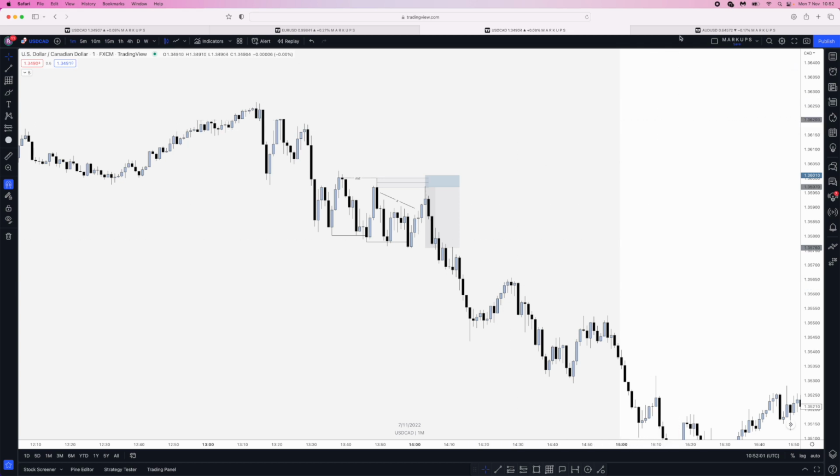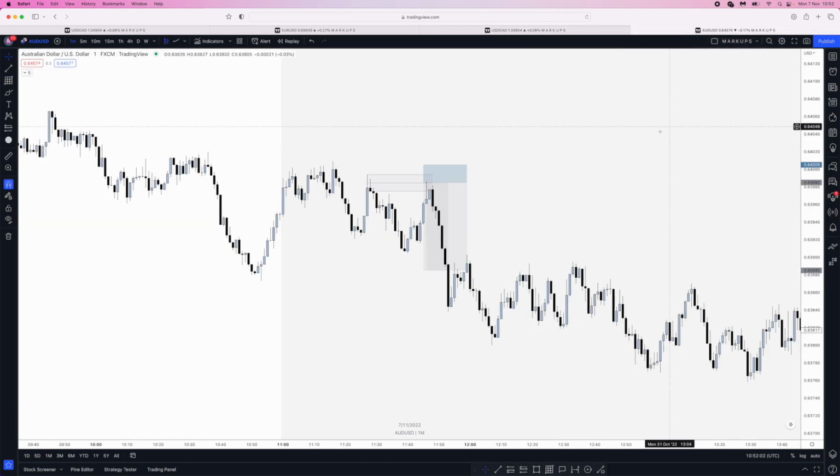So last but not least, we've got an example on AUD USD. So as you will notice here, we've got a similar kind of example as Euro USD. So what we've got is a liquidation. We've got a sweep of all these highs right here. So we've got a liquidation. As I said before, this is not a requirement, but it's just an extra confluence.